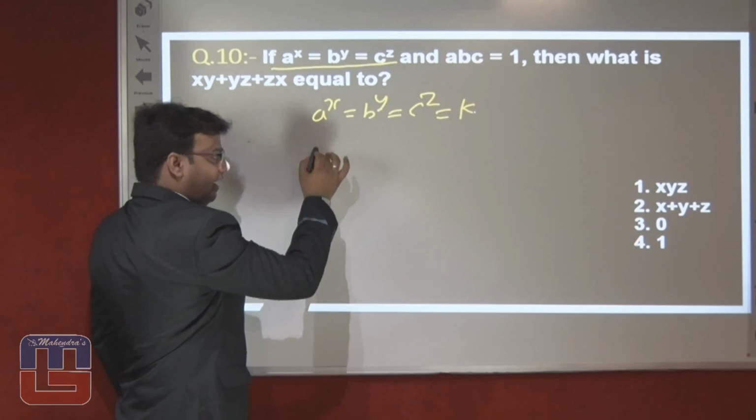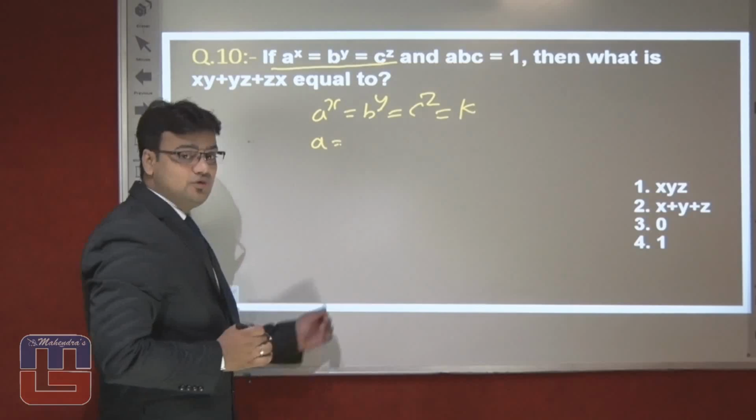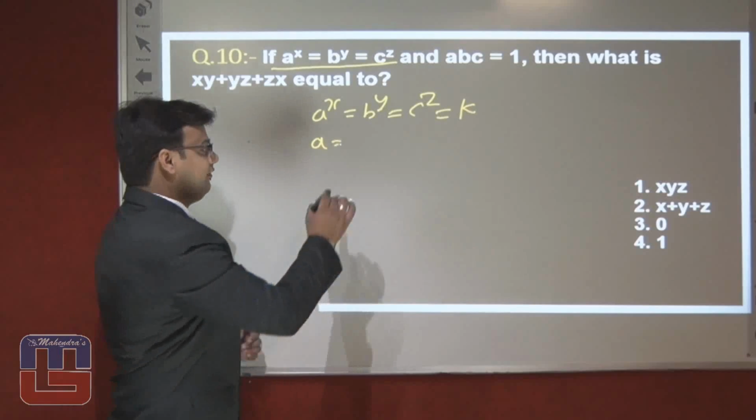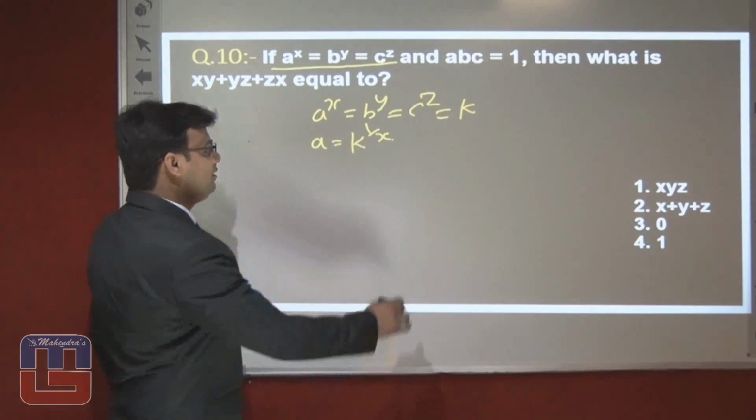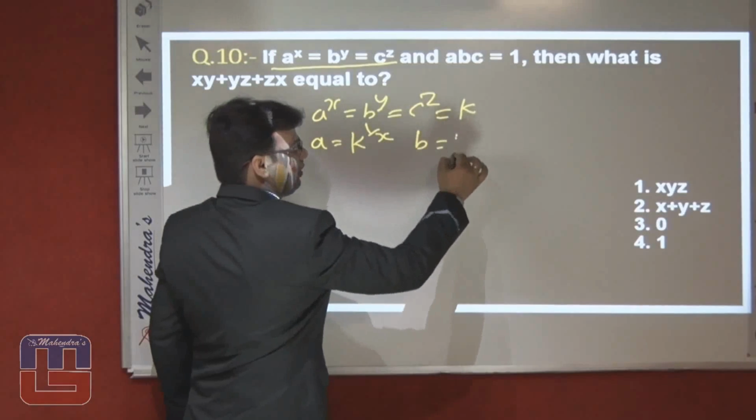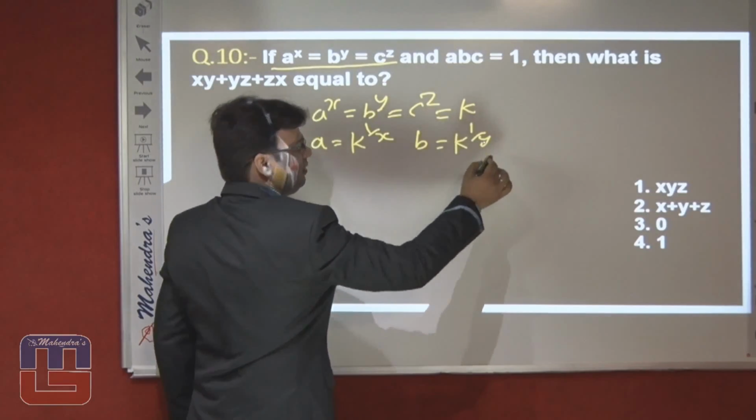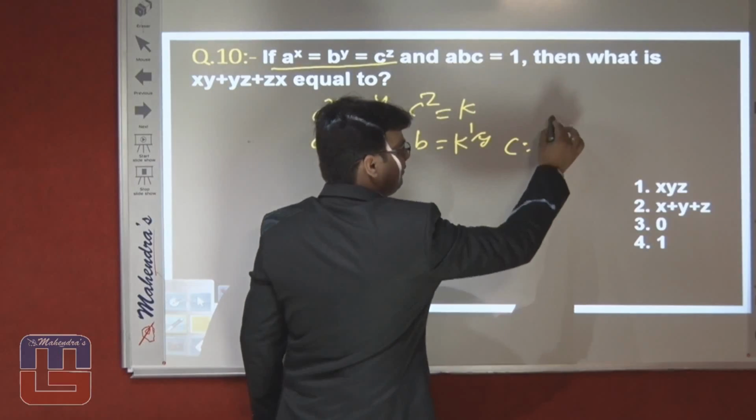So if we find the value of a using the property, we know a is equal to k to the power 1 by x. Similarly, b is equal to k to the power 1 by y, and c is equal to k to the power 1 by z.